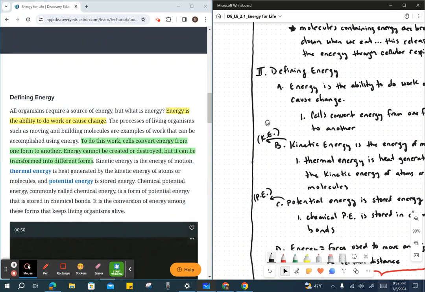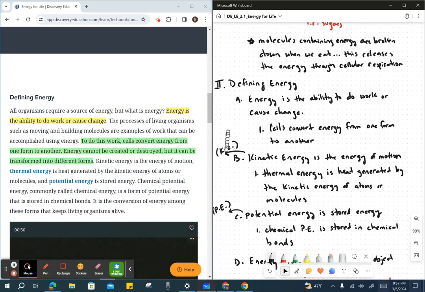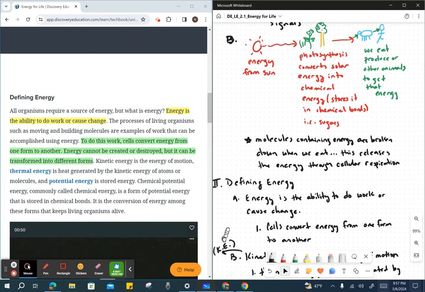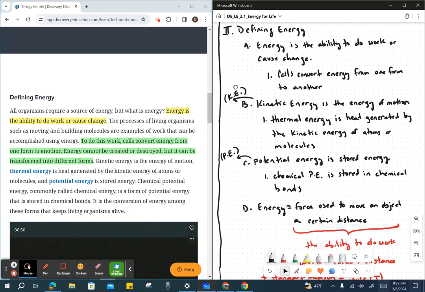Okay, so if we continue to scroll on down, we get into the next section here. Just kind of make sure you guys all have these notes there. Defining energy. How do you define it? Energy is the ability to do work or to cause change. Cells convert energy from one form to another. That's true. We just talked about that. They'll take a molecule of sugar and break it down and convert it, releasing the energy when they break it down.